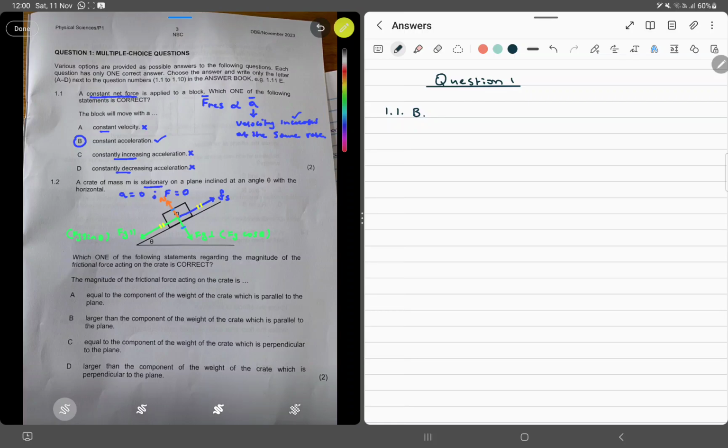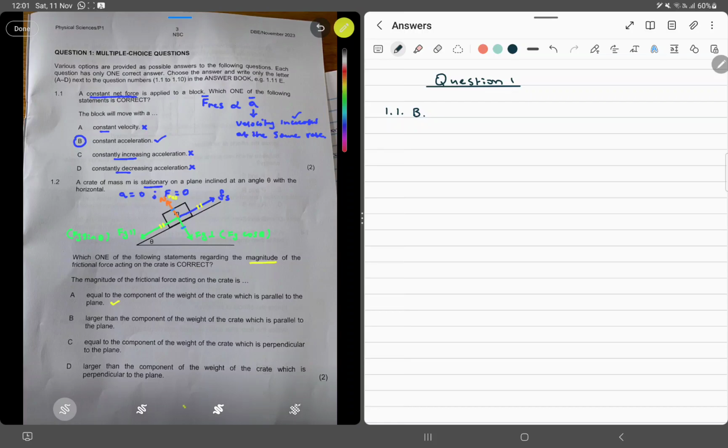Which one of the following statements regarding the magnitude of the frictional force acting on the crate is correct? Okay. Now the magnitude of the frictional force acting on the crate is equal to the component of weight of the crate, which is parallel to the plane. Yes, because for us to have a zero resultant force here, the vertical force is already balanced. So that also means the horizontal forces should be balanced for us to have a resultant force of 0.